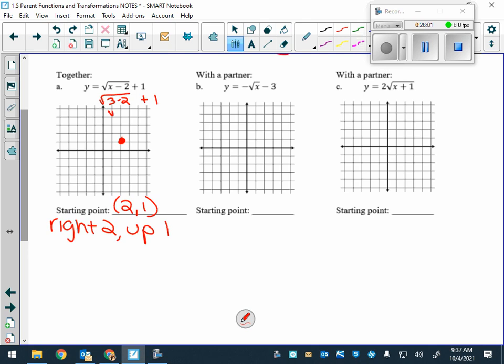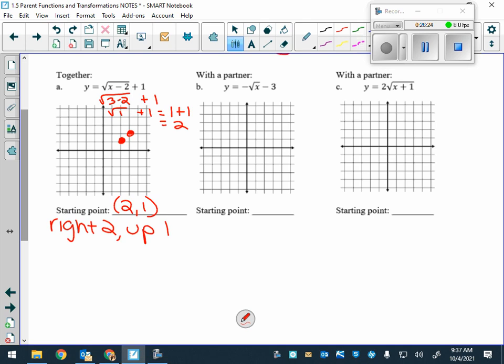What's the square root of 1? 1. 1 plus 1 is 2. So I have a new point, 3, 2. But can I use the next x value, which is 4? What's 4 minus 2? Square root of 2. I get a decimal, right?